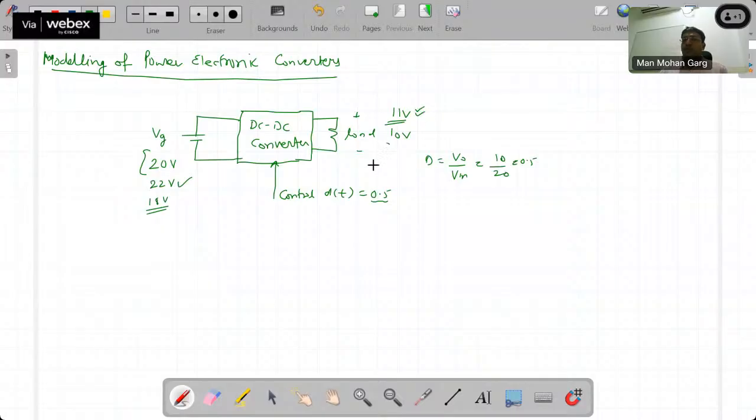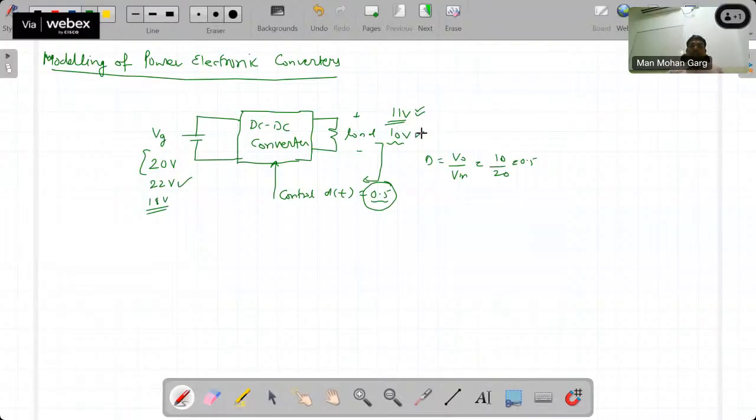Then what do we do? We do feedback, and based upon the feedback, we compare it with the reference. That part I will tell in detail in control system design. There will be an error. This error will be processed in a controller, and accordingly the duty cycle will be manipulated and set such that even if there is 22 volt input, I should get 10 volt output. So that is our aim.